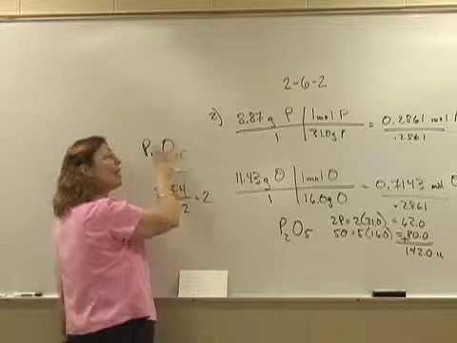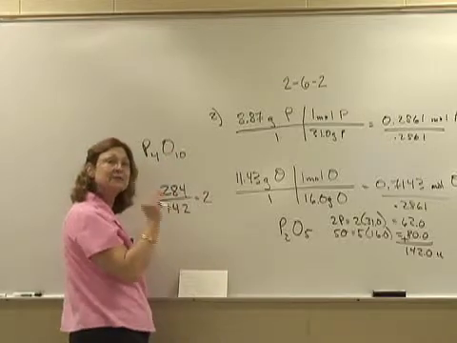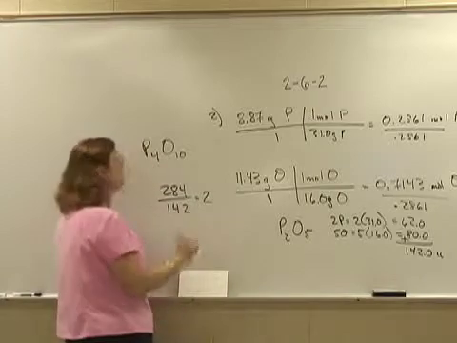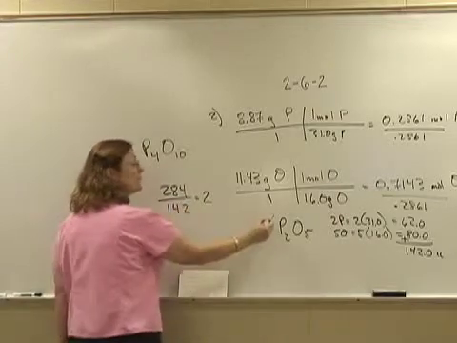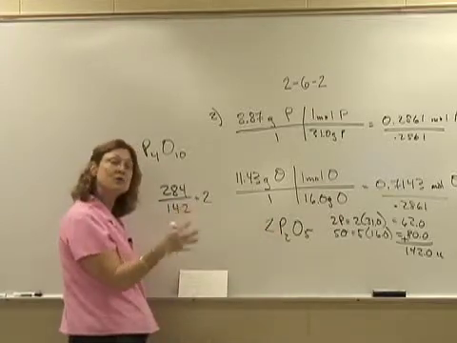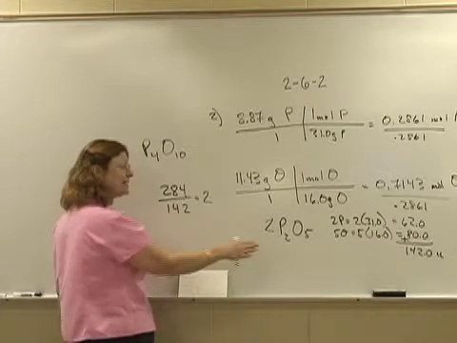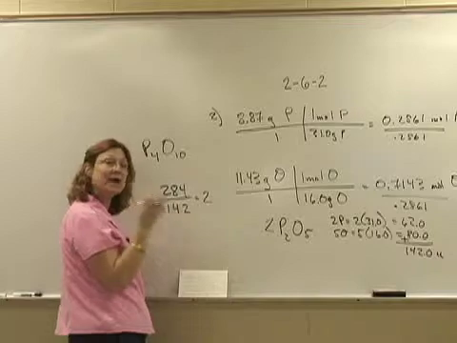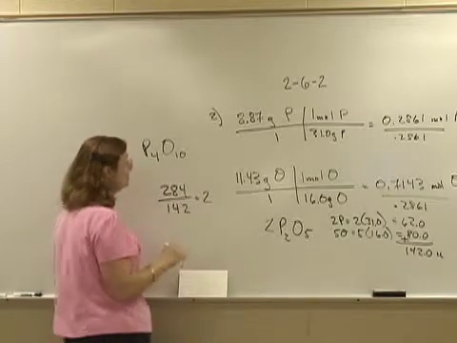This molecule actually has 4 phosphorus in the compound, not 2. Because I could not put a 2 in front. That would just say I had 2 of those formulas, and that is not the case. The compound actually has 4 phosphorus in the compound. And that's how we do that problem.